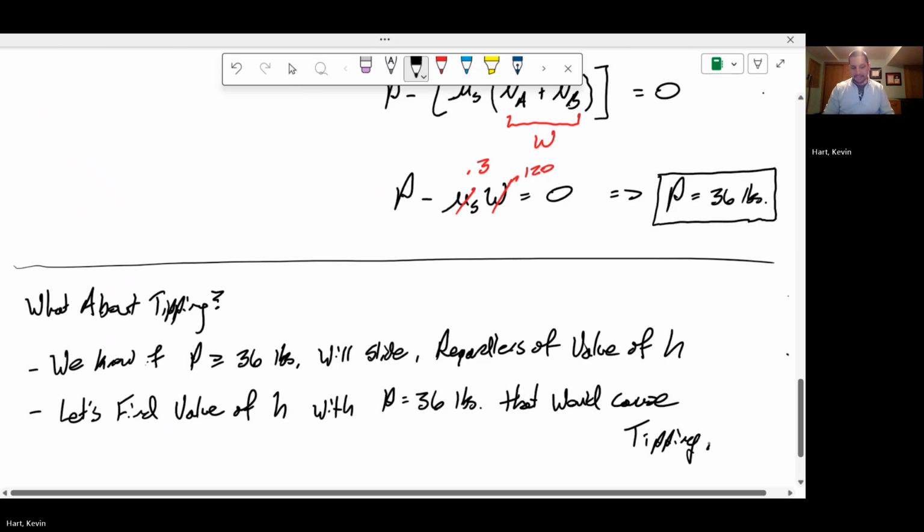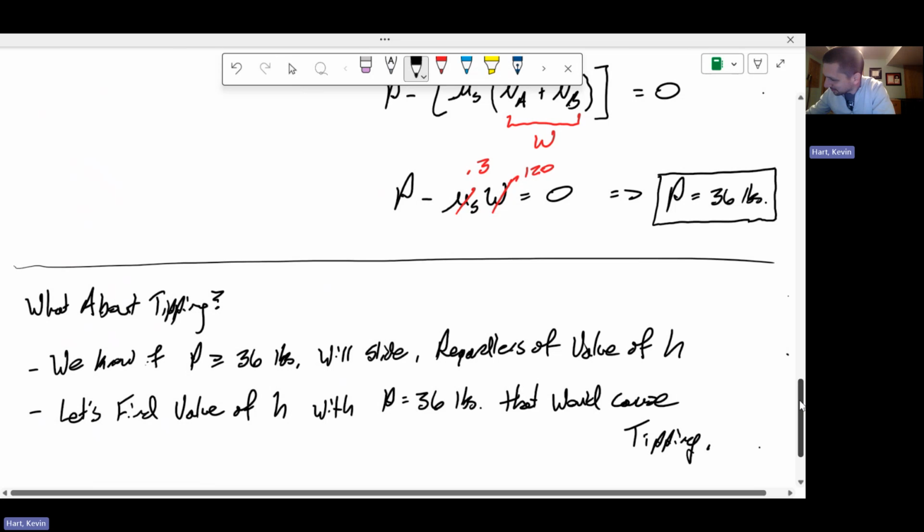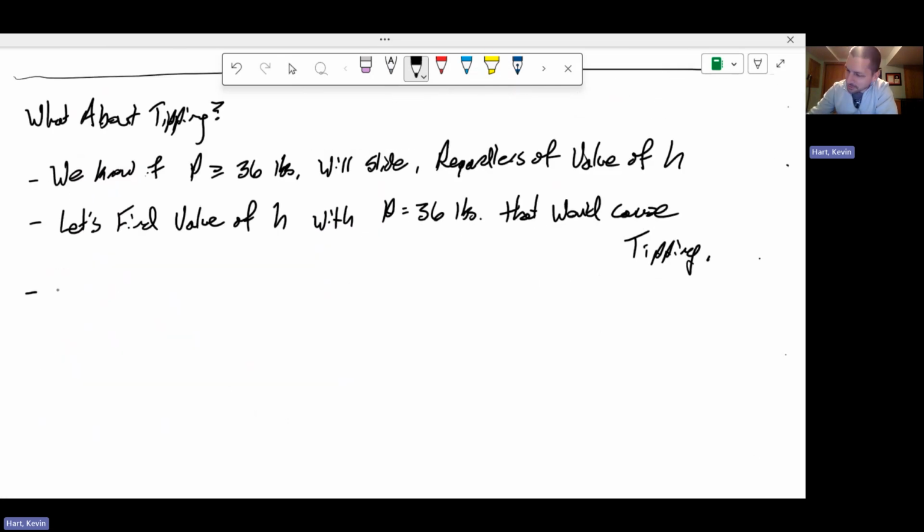Okay. So in this scenario that we're looking at, we're basically saying 36 pounds is being applied, and there's a 50-50 chance that it's going to tip or slide, more or less. It's the Schrodinger's tipping problem. All right. So if it tips, what's going to happen? Well, what's going to happen if it starts tipping is that point A is going to release from the ground. So point A will lose contact from the ground.